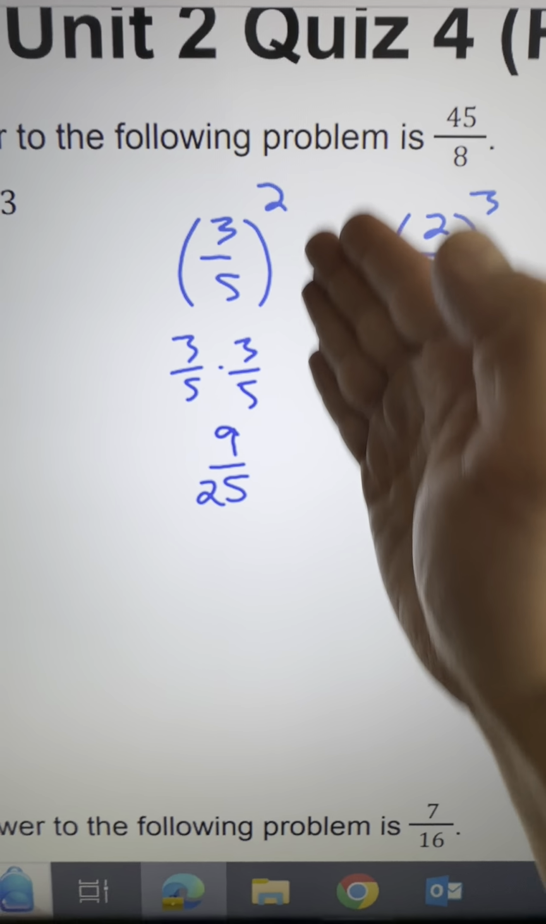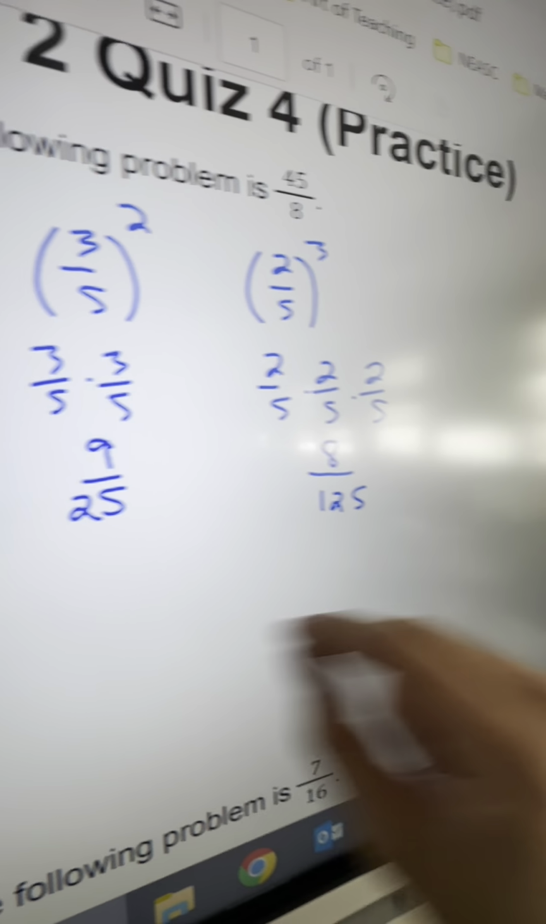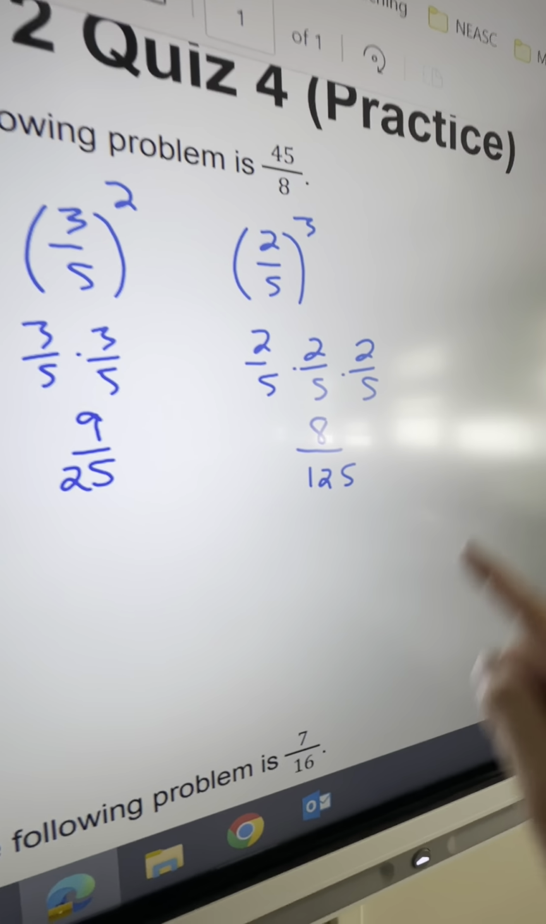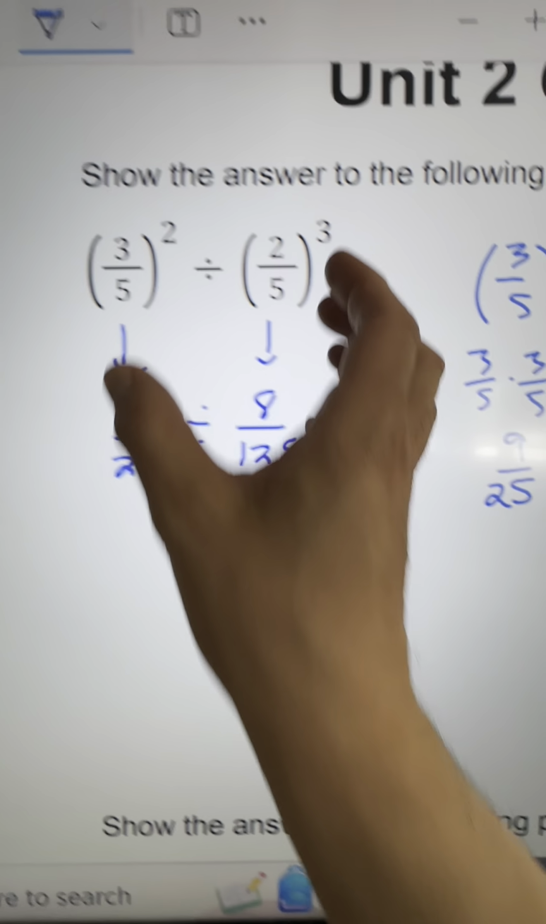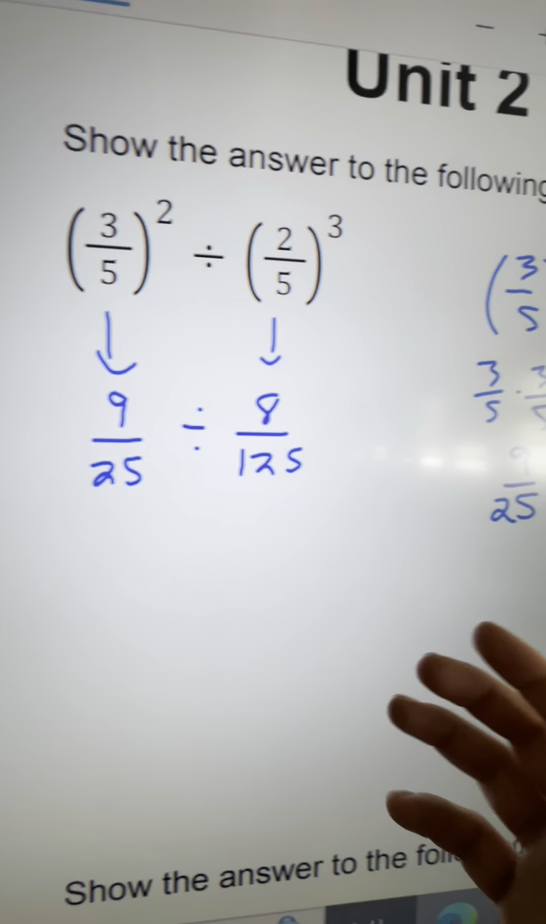And try to organize your work on the side as well, instead of just randomly doing all the work all over your paper and trying to figure out where you put something. So try to have some type of organization, some system in place where you can find your information easily.